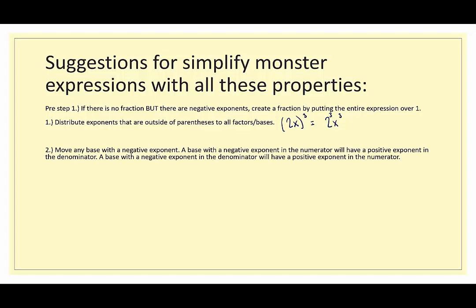Okay, next up, move any base with a negative exponent. So a base with a negative exponent in the numerator will have a positive exponent in the denominator. A base with a negative exponent in the denominator will have a positive exponent in the numerator. Once you've switched the location of that base, the exponent becomes positive because you've taken care of the operation that is signified by the negative exponent.